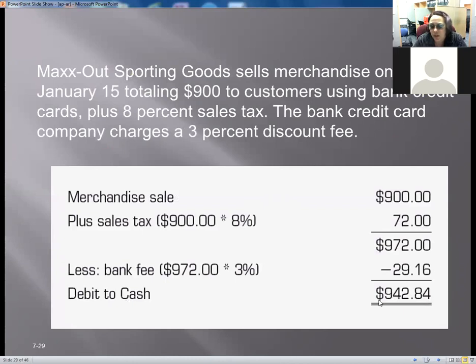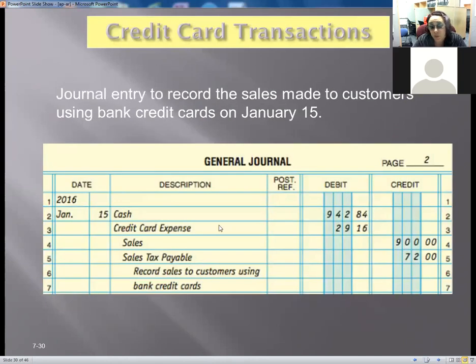So you'll have a cash transaction for $942, $900 to sales as a credit, and $72 credit to sales tax payable. And the debit would be cash. And here we go, debit cash. Now, you're also debiting your credit card expense. And then you have your sales and your sales tax payable. And this is record sales to customer using bank credit cards.